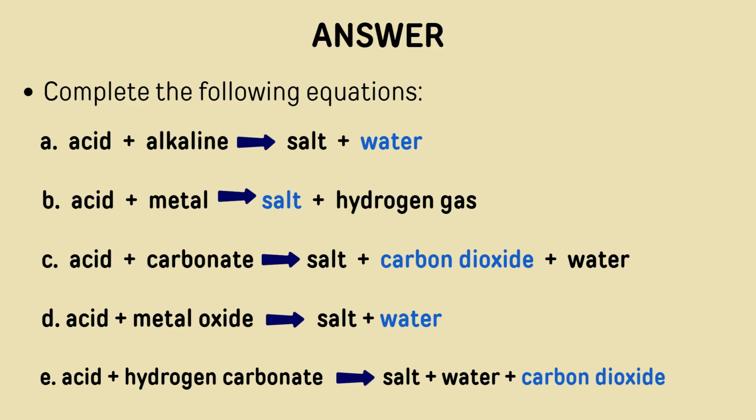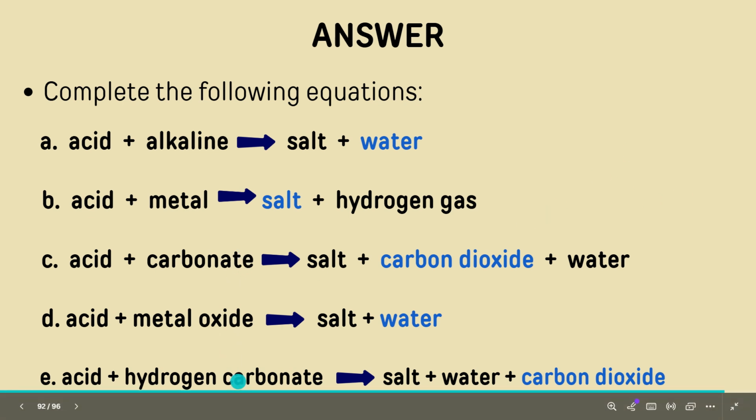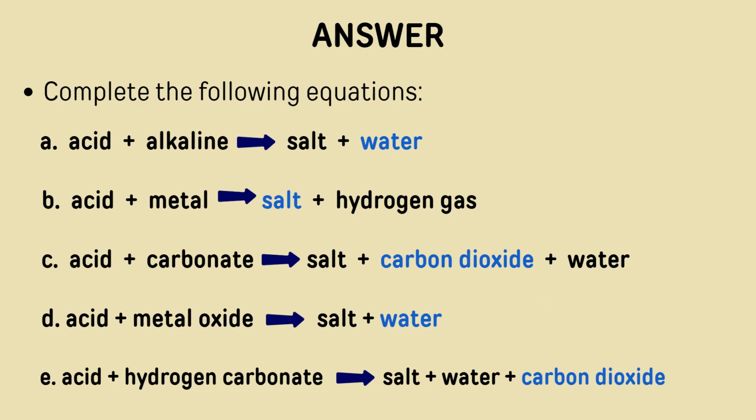Again, note that an acid plus a carbonate, any carbonate, will give you a salt, carbon dioxide plus water, as you can see in C and E. And you recognize that A and D also match. An acid plus an alkali and an acid plus a metal oxide will always give you salt plus water. Make sure you take note of these similarities.